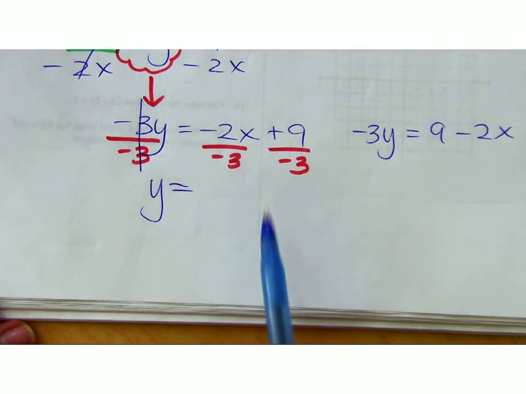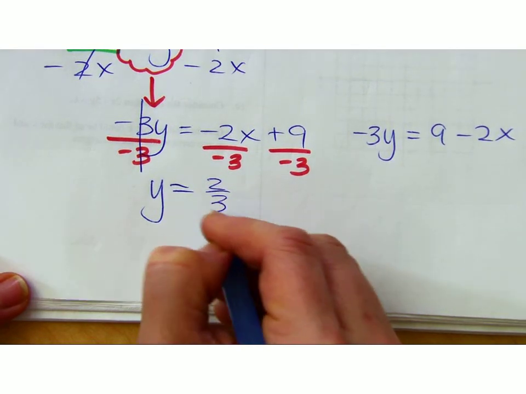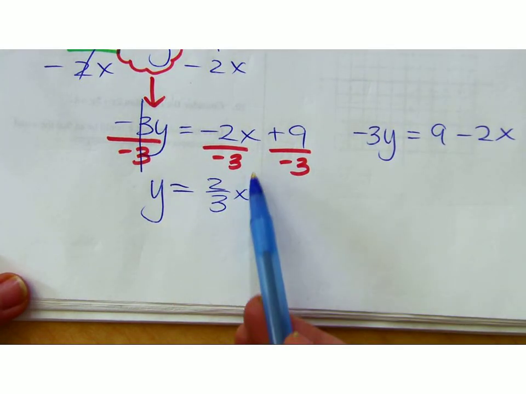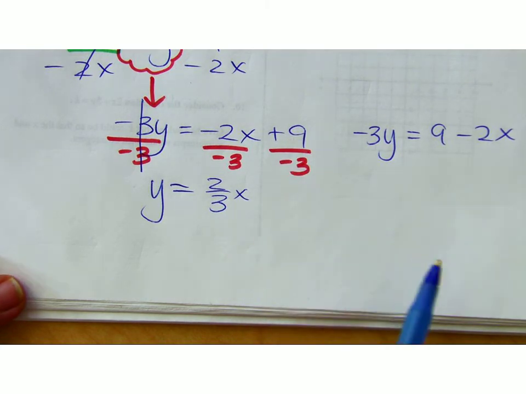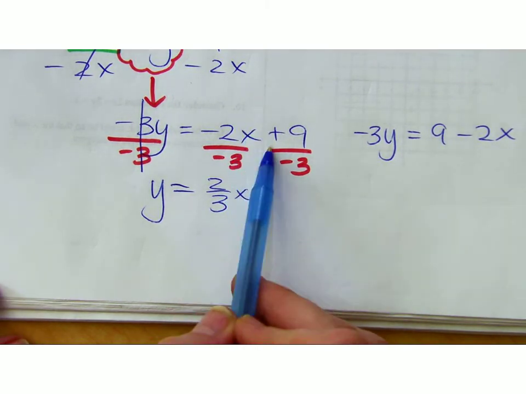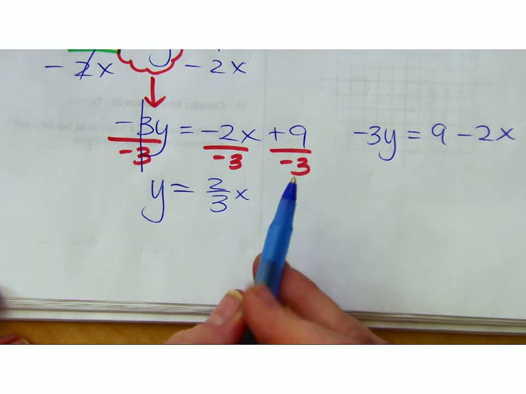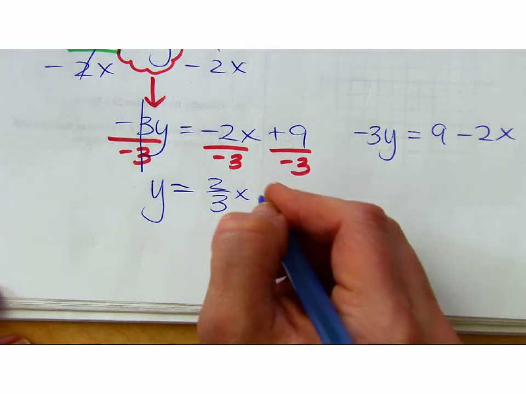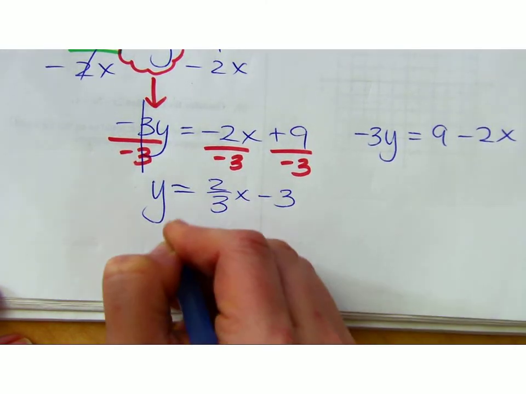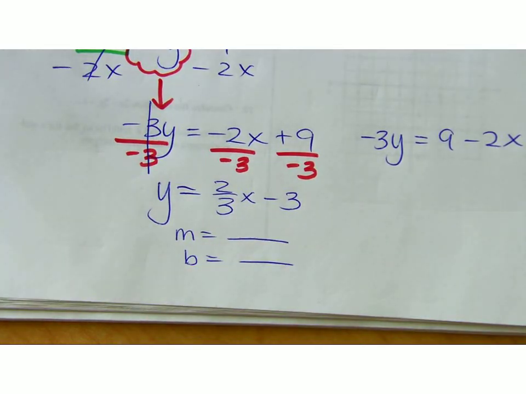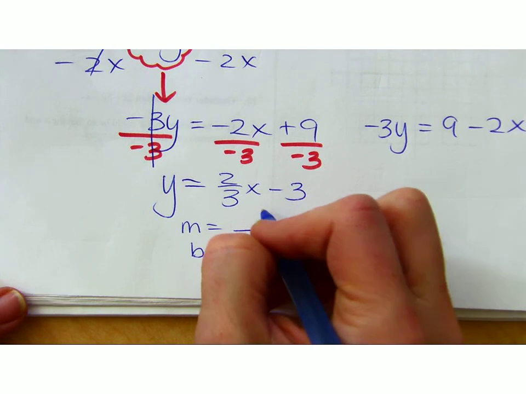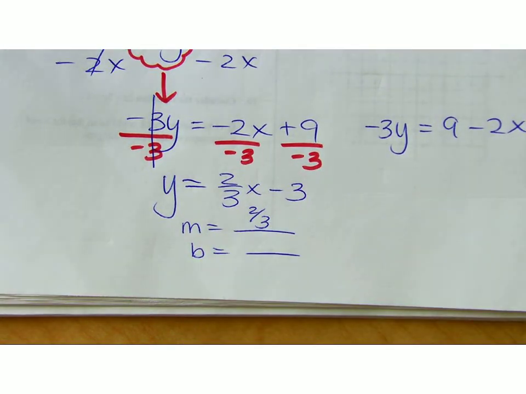So what's my slope? Don't be afraid to take that x and put it with the middle. Okay? And what's my y-intercept? Thank you, Evan. Positive 9 divided by negative 3 is, okay, now I got it how I want it. Now what's my slope? 2/3. What's my y-intercept? Negative 3.